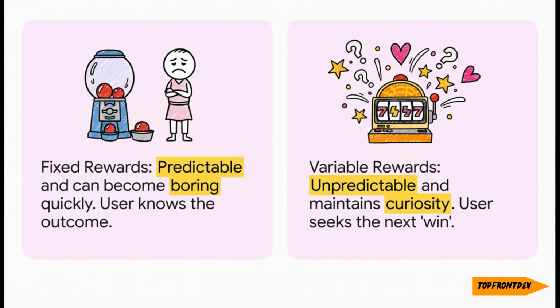This slide lays it out perfectly. Fixed rewards, they get boring, fast. You know exactly what you're going to get. But variable rewards, they keep our brains absolutely captivated. That unpredictability creates this powerful sense of curiosity, a craving to see what we'll get next time. It's literally the same psychological principle that makes slot machines so addictive.